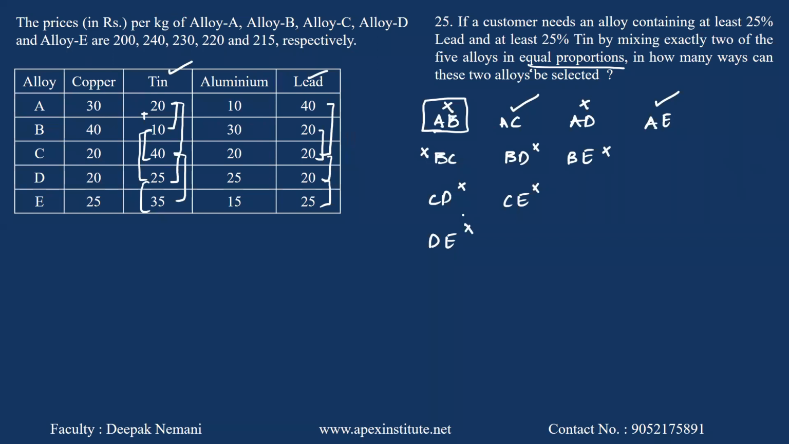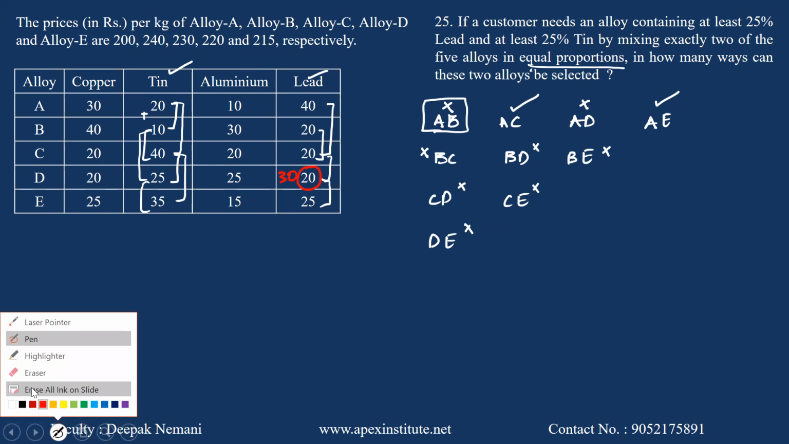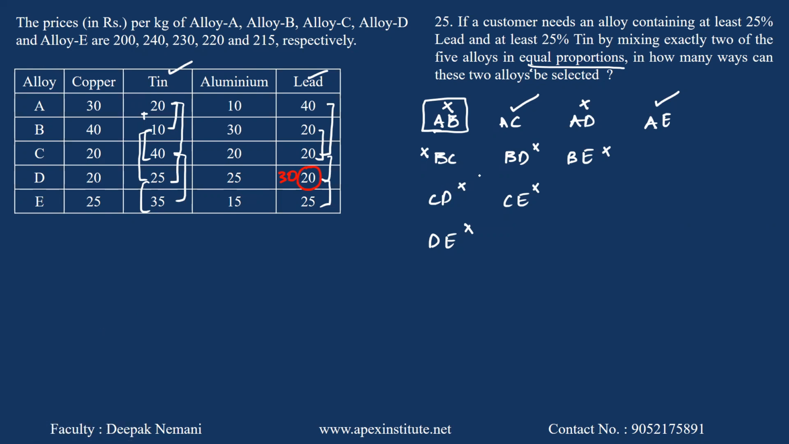But just give me 1 minute. Now, did I enter values incorrectly? So just let me check once. So this should be 30, I guess. So if that was 30, then AD is not possible. BD is not possible. CD 40 plus 25, 65, 30 plus 20, 50. So CD.